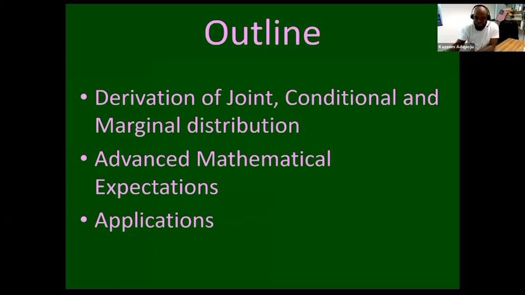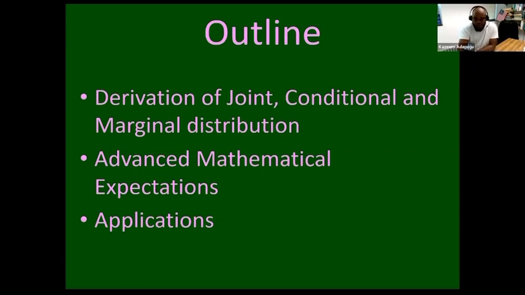I'm going to walk you through how we derive the conditional expectation of a particular variable given the other variable. Also going to walk you through the variance, the conditional and the unconditional variance as well. And of course, application.